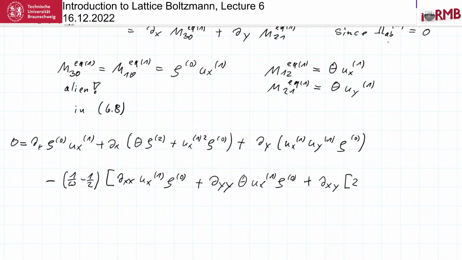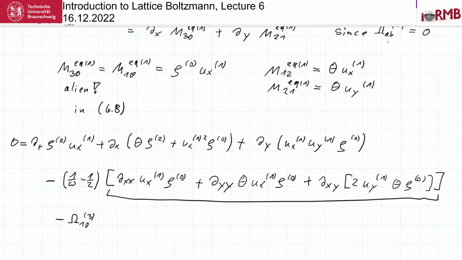The mixed term comes actually from this moment, and it appears twice, is uy first order theta rho 0 order. And not forget omega 1 0 to third order. Now, what we are going to do is we are looking specifically at this part here. We're taking this out and I call this A.